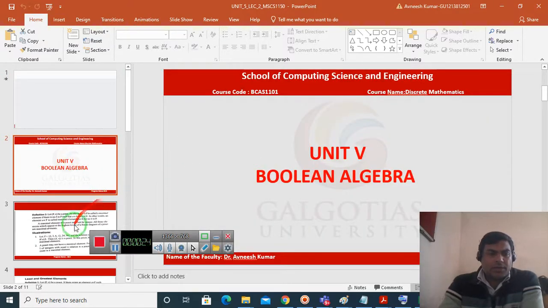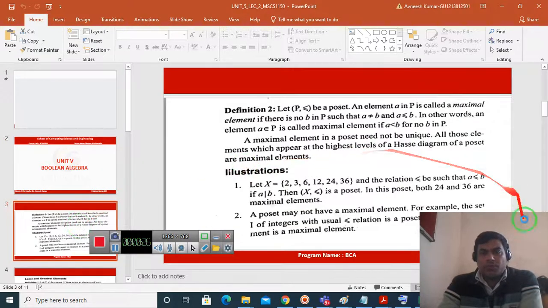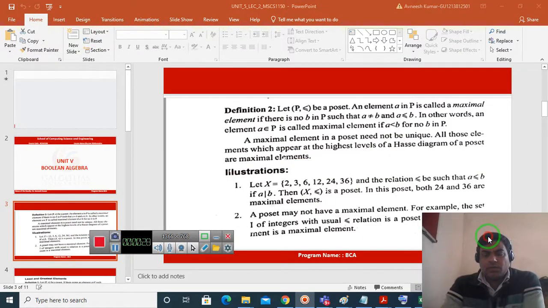This is the second lecture of Unit 5, Boolean Algebra.